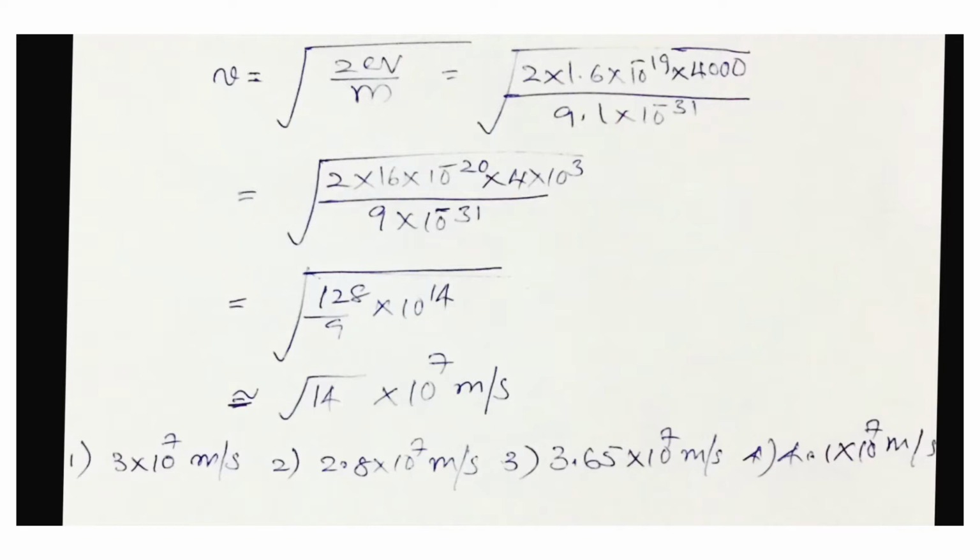This gives us 2 16s are 32, 32 4s are 128, 128 by 9 into 10 power 14, whole under root. See, numerator 10 power minus 20 into 10 cube, it becomes minus 17. Denominator minus 31, if it goes up, plus 31, it gives us 10 power 14. So finally we are left with whole under root 128 by 9 into 10 power 14.